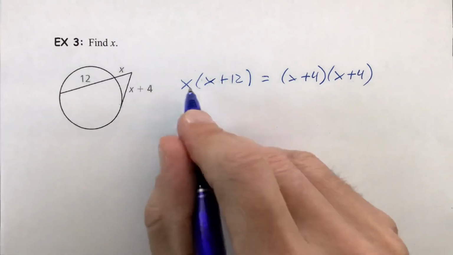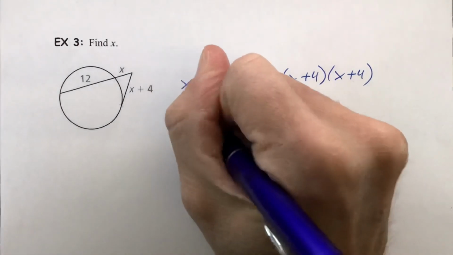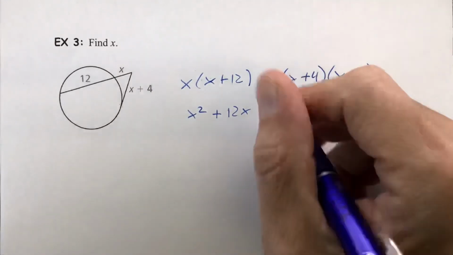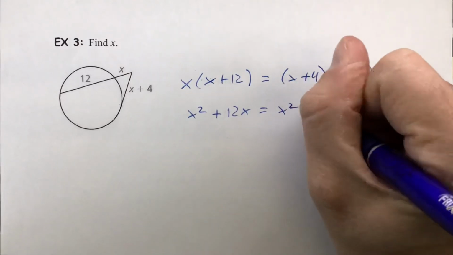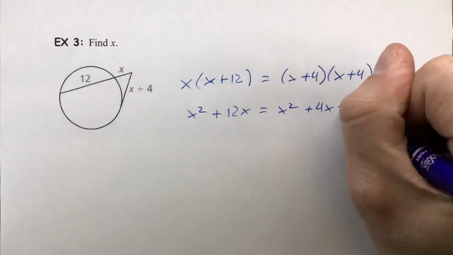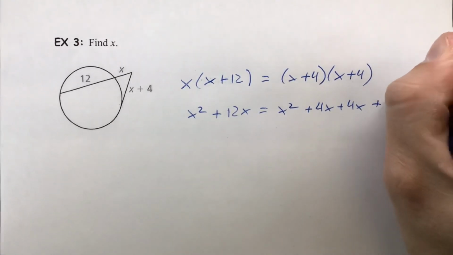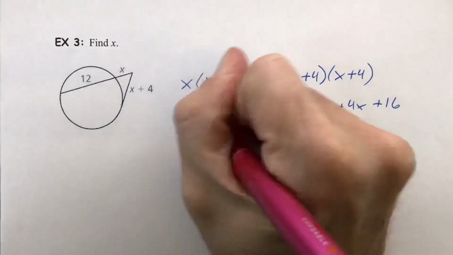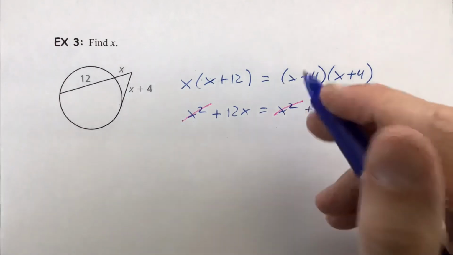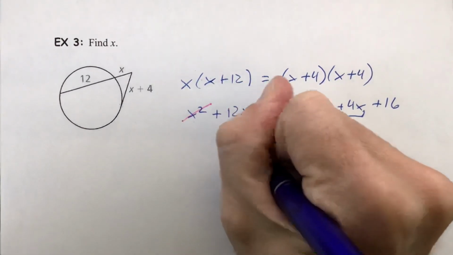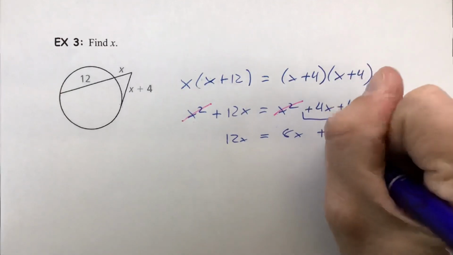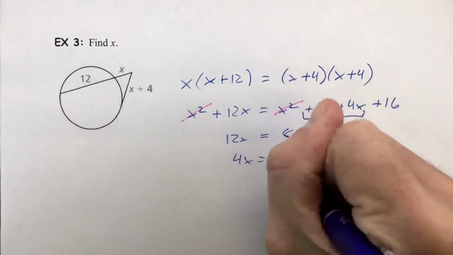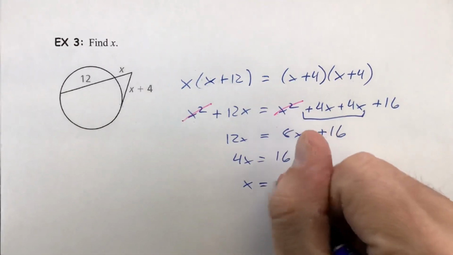Now with distribution, we can distribute the x in here, which gives you x squared plus 12x. Here, with double distribution, you get x times x, you get x times 4, you get 4 times x, you also get 4 times 4. Okay, and like in example 1, the x squareds are going to cancel. You can take those out. You can also group these together. So you get 12x is equal to 8x plus 16. Subtract the 8x. 4x is equal to 16. And by division, x is equal to 4.